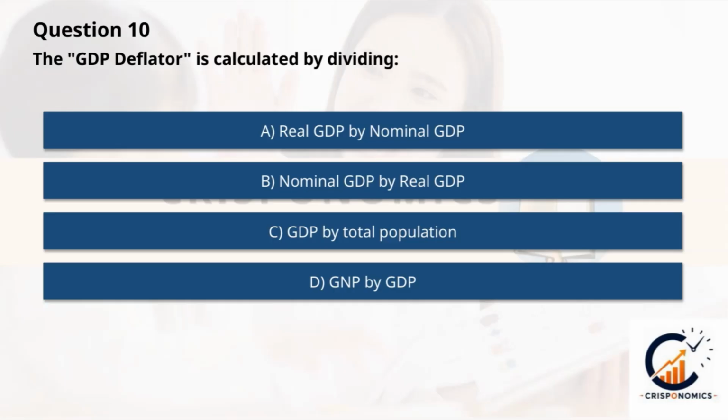Let's break down the concept of the GDP deflator. It's a key economic measure that helps us understand inflation by comparing 2 types of GDP, real and nominal. Specifically, the GDP deflator is calculated by dividing nominal GDP by real GDP. This ratio shows how much prices have changed over time, giving us a clearer picture of economic growth without the noise of inflation. It's a simple but powerful tool in economic analysis.